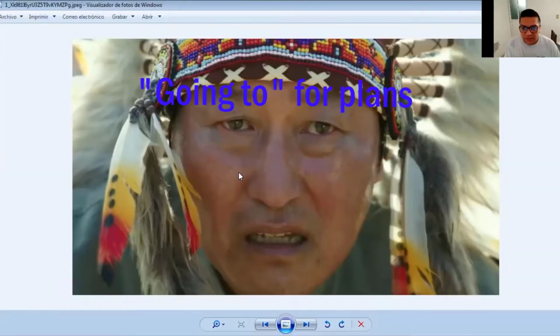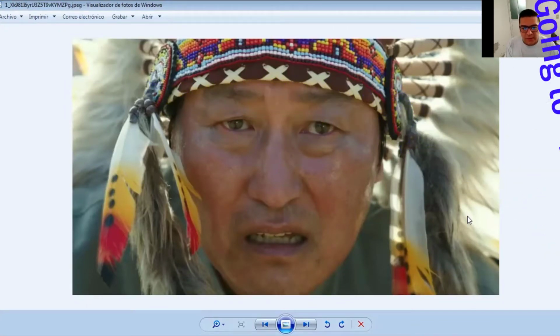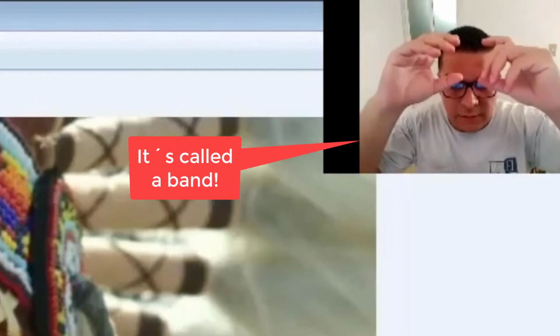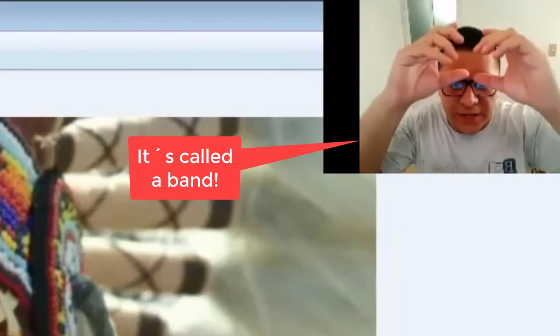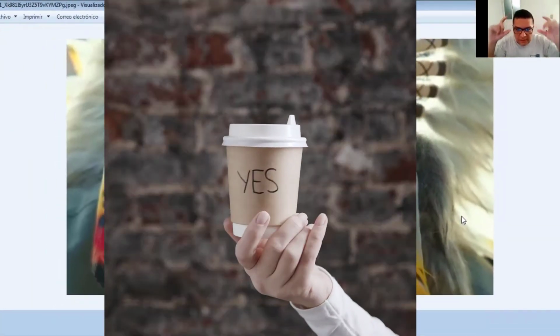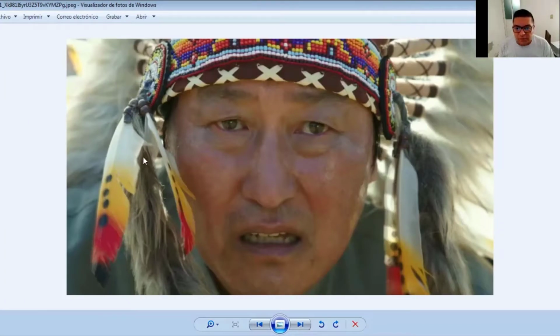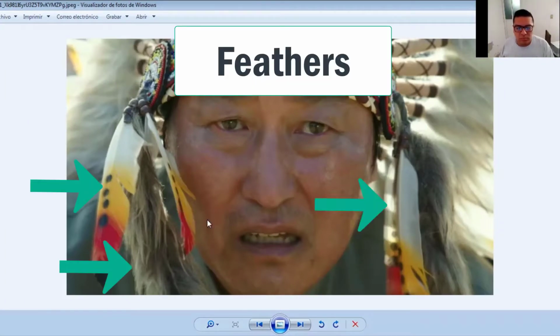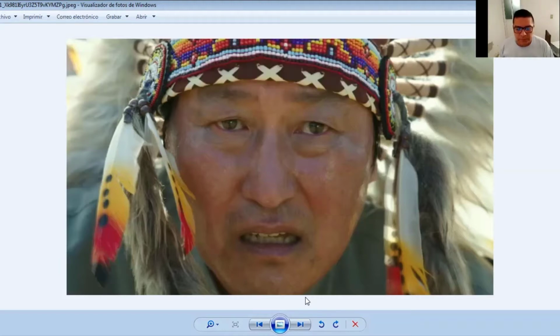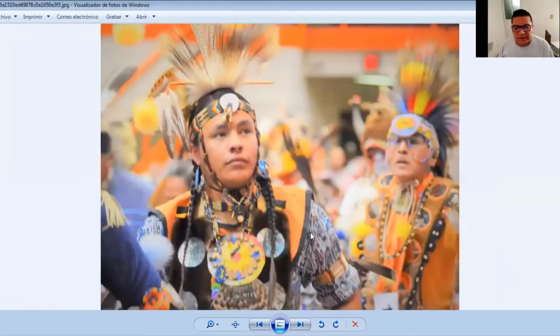So if you notice, there are some characteristics on this picture, which is the upper part that the Native American is wearing, which is like a band. I'll try to emulate that. There are some feathers. I don't have feathers, but I'll see what I can do. On the other hand, look at this other person. He is wearing something that is coming out of his head. He's got long ponytails, I would say.